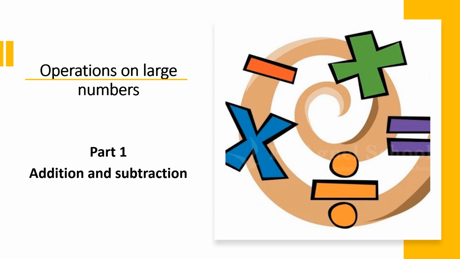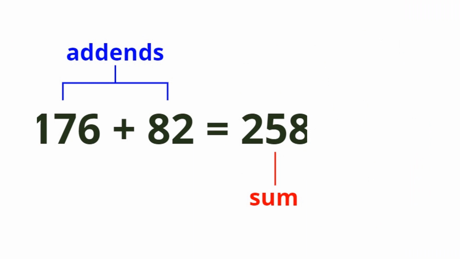Welcome students, in a series of operations on large numbers. It is our first part and it is related to addition and subtraction. Two or more numbers called the addends are added to give an answer called the sum.